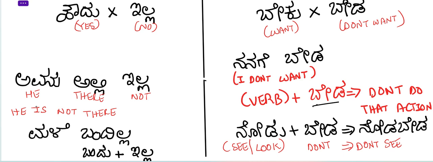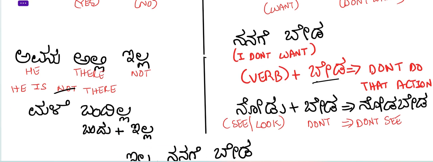Now, one more example we can see for illa. Male bandilla. So how did we get bandilla? It is split as bandu plus illa. Means it did not rain. Okay, so here also if you notice, wherever we are saying not, we are using illa. So this is how we have to use illa and beda.